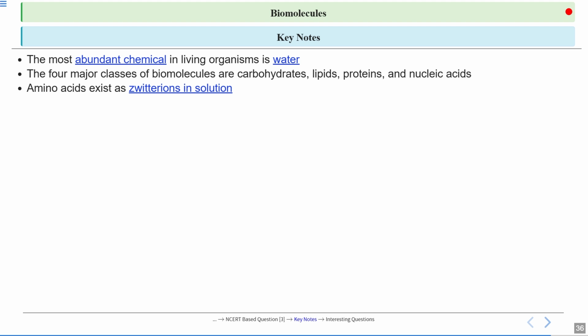Then amino acids exist as zwitterions in the solution. A zwitterion consists of both the charges, positive and negative, but the net charge is 0. So you can see that when you add this amino acid in solutions of different pH, the structure can change and a zwitterion can form. Clear? So we'll talk about these biomolecules also. We'll talk about nucleic acids also in our upcoming lectures.